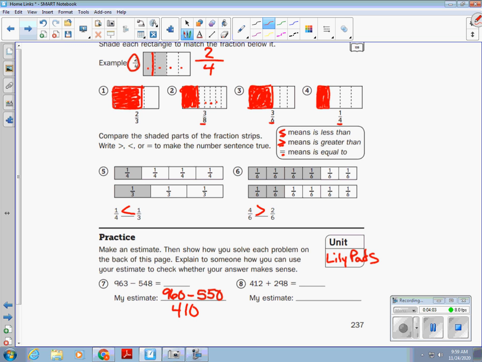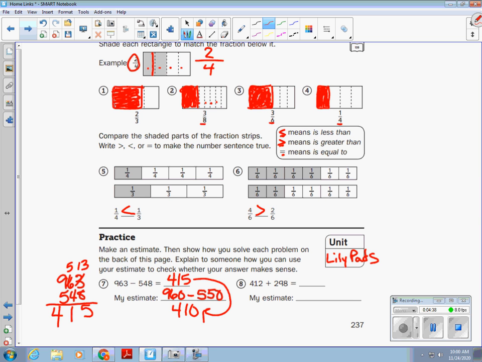Okay, and then I want to subtract. And I always say set them up vertically and use whatever subtraction strategy that you have. Okay, we're just going to go over here and regroup. 13. 13 minus 8 is 5. 5 minus 4 is 1, and 9 minus 4, or 9 minus 5 is 4. So my actual answer is 415, and my estimate was 410, so we had a good estimate.